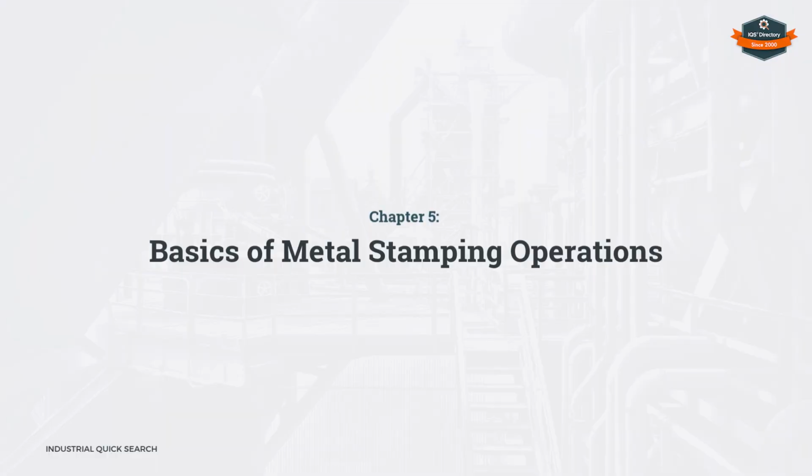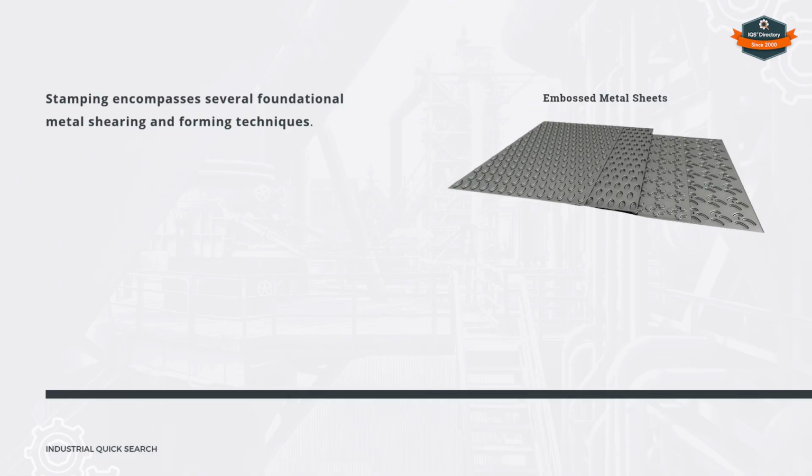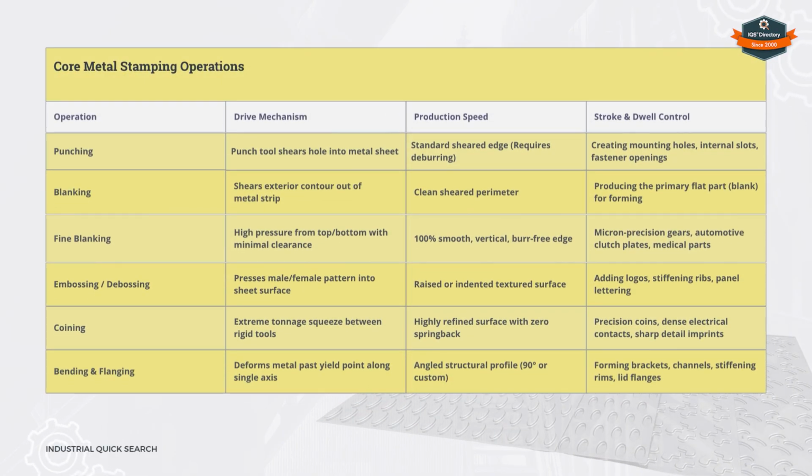Chapter 5. Basics of metal stamping operations. Stamping encompasses several foundational metal shearing and forming techniques. Core metal stamping operations.